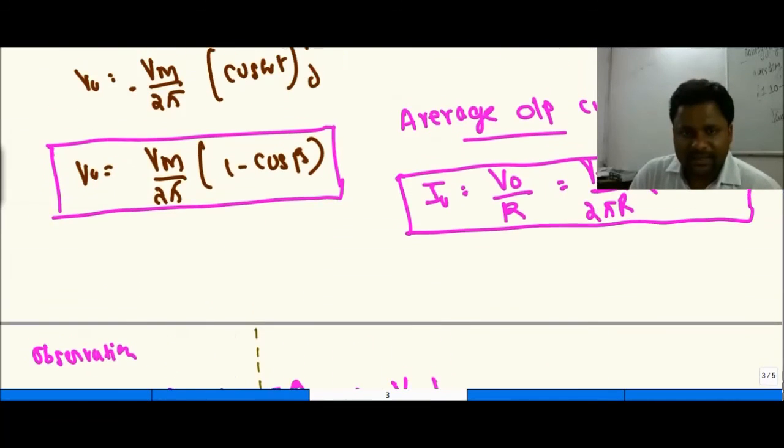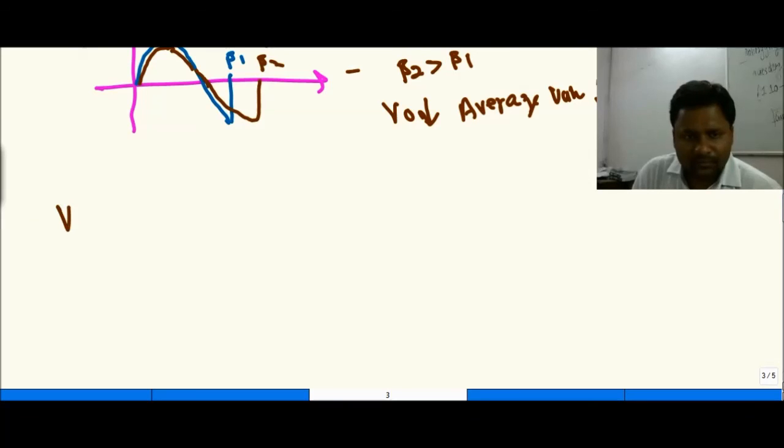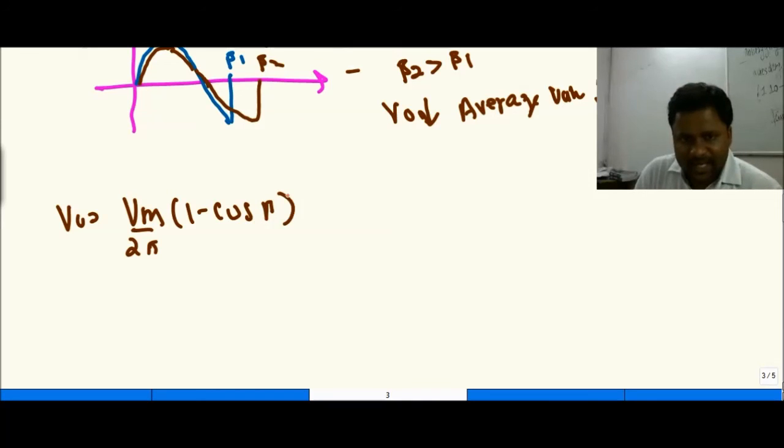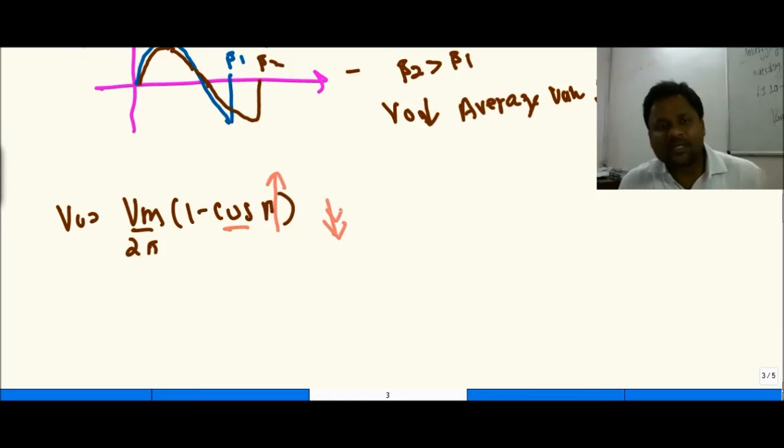If we consider the formula, V0 equals Vm upon 2 pi, 1 minus cos beta. If I increase the value of beta, this is going to decrease. 1 minus cos beta should always be less than 2, so multiplied with this, the output decreases. So it is not advisable to increase the value of the inductor. So this is the concept of the RL load.